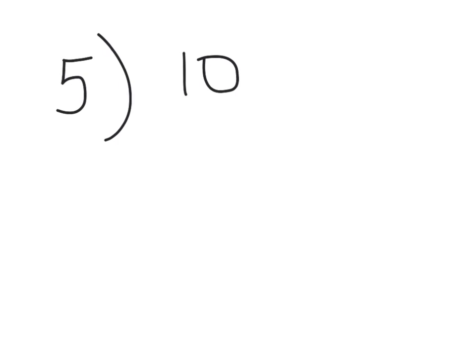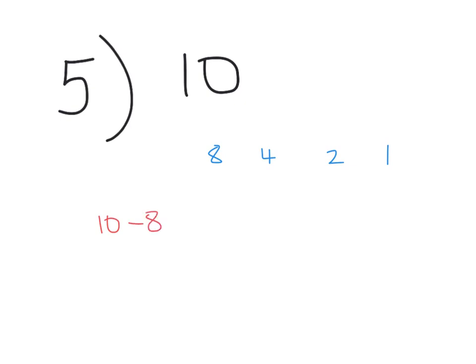Next question is number 10. So again, I'm going to go 1, 2, 4, 8. I don't need to go any further because it's just going to be bigger than 10. I'm going to start off by saying 10 take away 8 because it's the biggest number I can take away, which is 2. So I put 1 under the 8. Because I'm left with 2, I'll just put 1 under the 2. And everything else becomes zeros. So my answer is 1, 0, 1, 0.